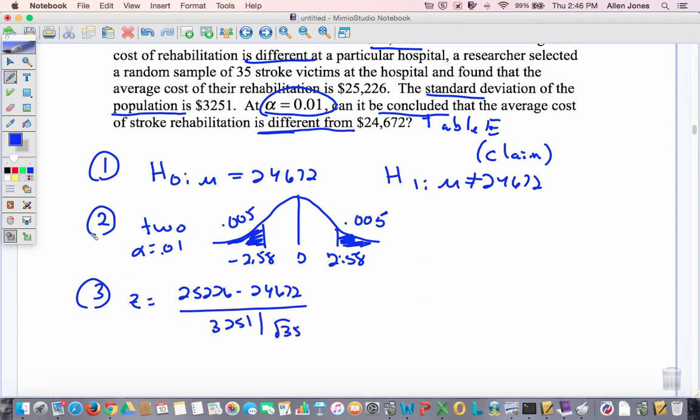Our test value is 25,226 minus 24,672 divided by the standard deviation, which is 3251, over the square root of our sample size, which is 35. And again, I'll put those parentheses in as a reminder to perform our order of operations correctly. And typing that in, I have 25,226 minus 24,672 divided by 3251 over the square root of 35.